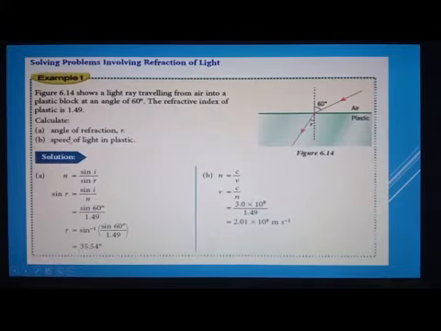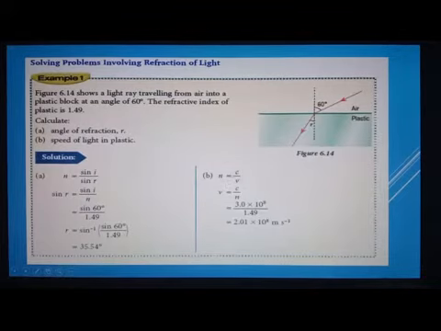Second, you want to find the speed of light in plastic. So use the formula n equals c over v. As we know, c is the speed of light in vacuum or air, which is 3 times 10 power 8. Then you substitute, and you get the speed in the plastic is 2.01 times 10 power 8 meters per second. So it should be lower than 3 times 10 to the power 8, because the value of 3 times 10 to the power 8 is the highest value of speed.